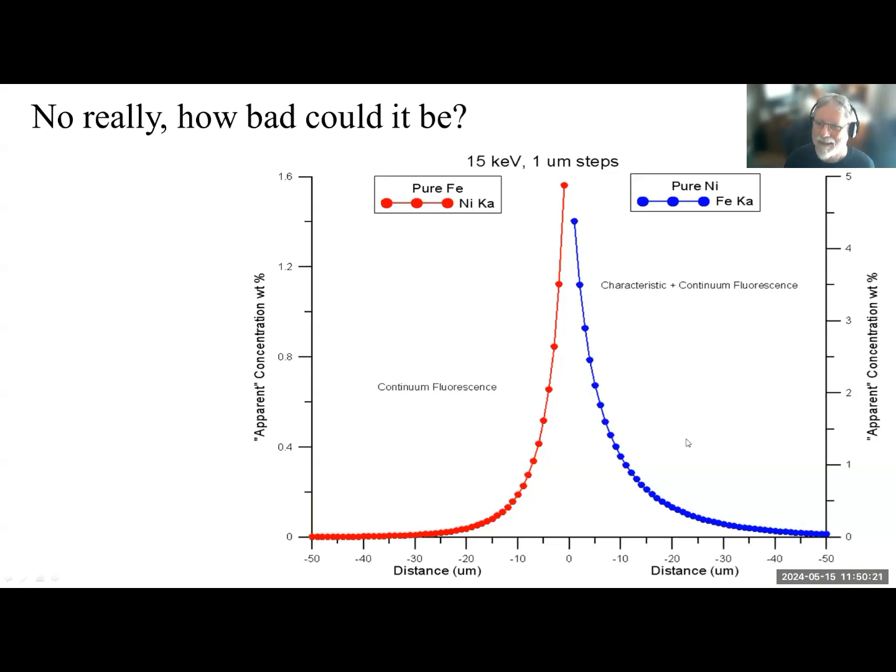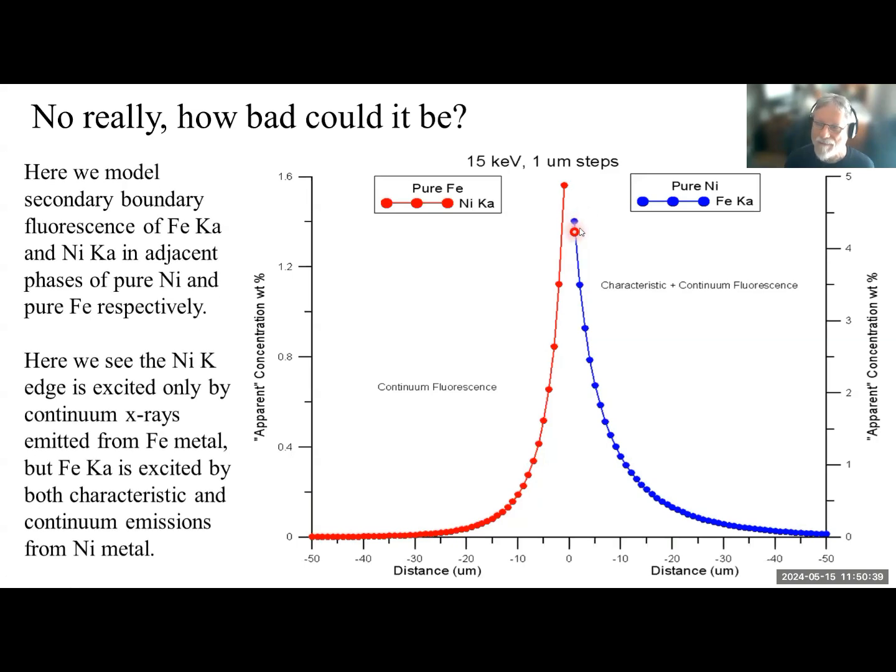Then the nickel emissions will actually stimulate the iron K line very, very intensely, and that's why you can get up to like 5 weight percent here. So that's huge. That's a huge effect, right? 5 weight percent, and it's a complete artifact. Now that's at 1 micron from the boundary, but even at 10 microns, we're looking at around 0.3 weight percent, something like that. So these are big effects.